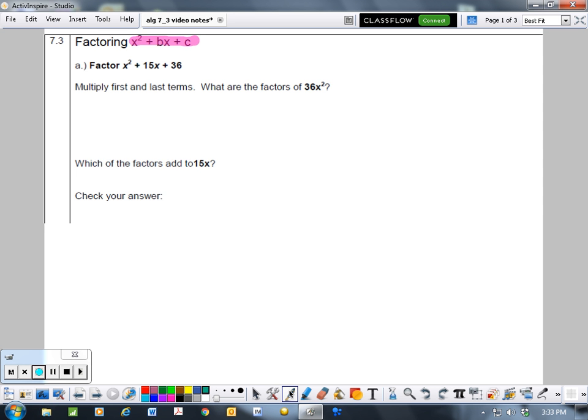And so what we're going to do is multiply the first and last terms. So here's my first and here's my last. And when I multiply that, I get 36x squared. So I'm just going to make a list of everything that multiplies to be 36x squared, and I'm going to do it in a logical order. So 1 times 36 gives me 36, and I have x's with each of them. And then 2 times 18 gives me 36. And then 3 times 12 gives me 36.